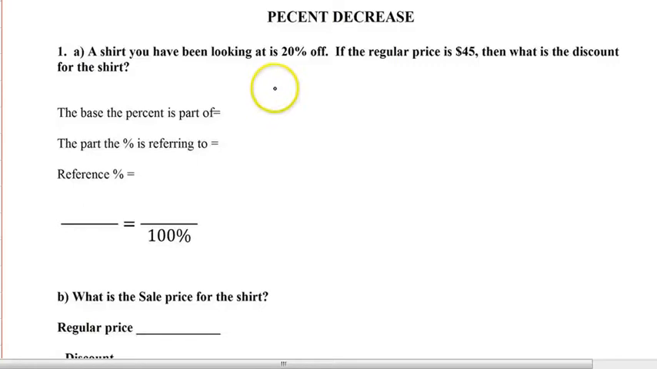All right, these are percent decrease problems. They're an application of what we were doing before, which is the percent word problems. These are more of a life situation that we're going to run into. So let's just try them.